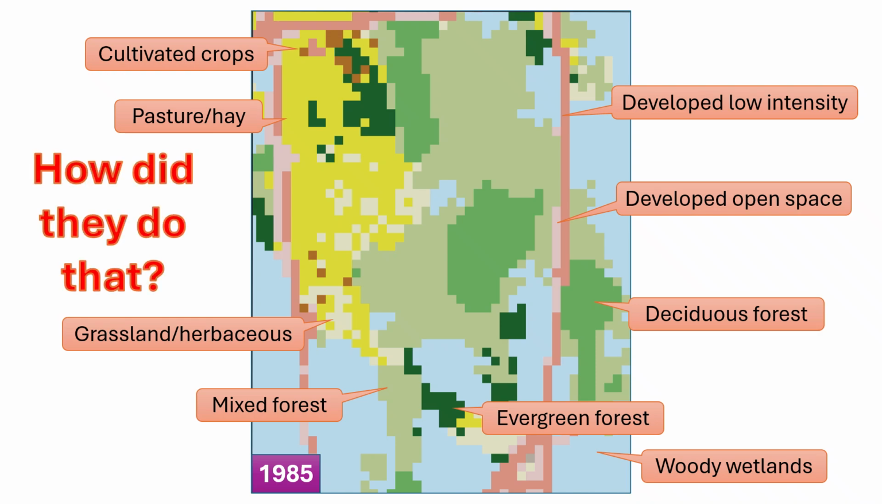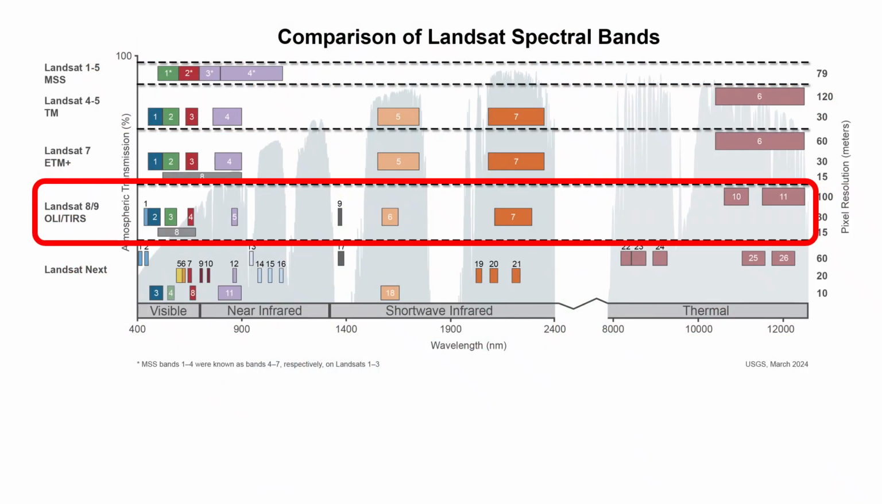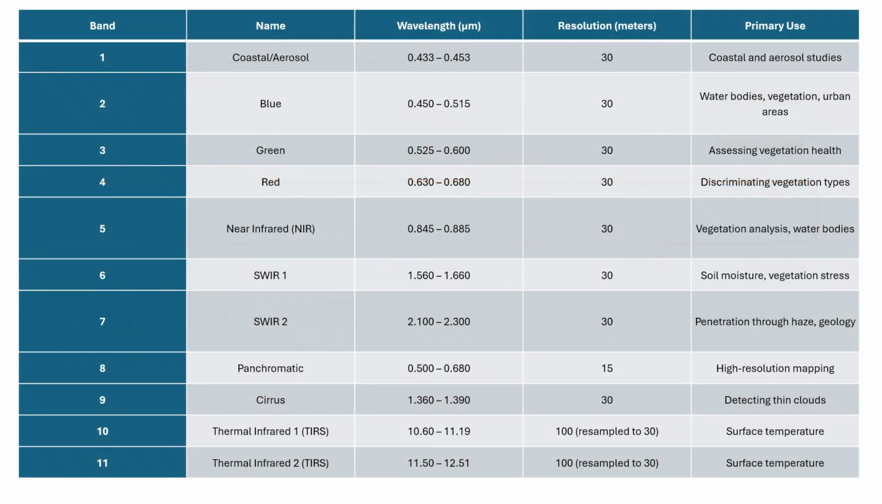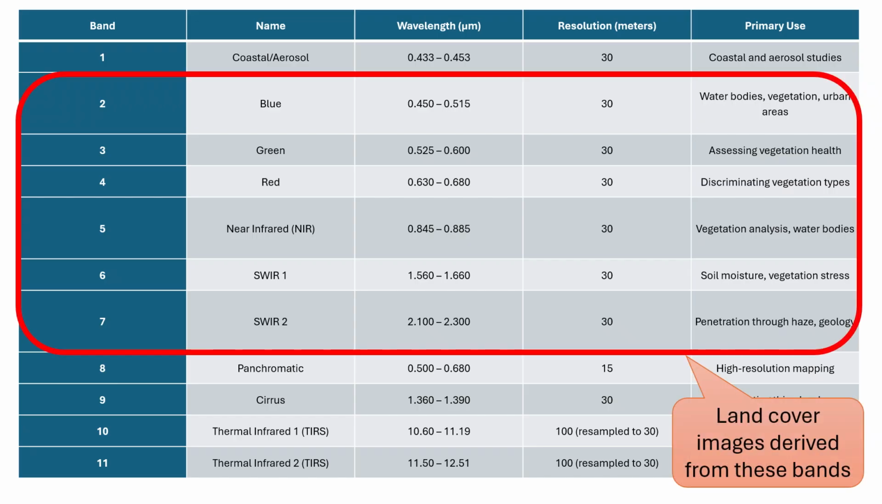Now at this point, you might ask yourself, how did they do that? Satellites like Landsat have sensors tuned to different spectral wavelengths. Landsat in particular captures images at 11 spectral bands. This is a table of the Landsat spectral bands with an overview of the characteristics of each band. The land cover images that we are working with are derived by combining typically bands 2 through 7 to highlight various land cover types.